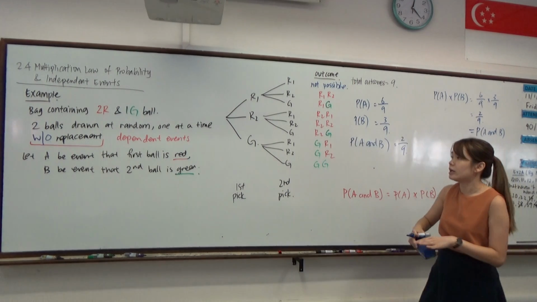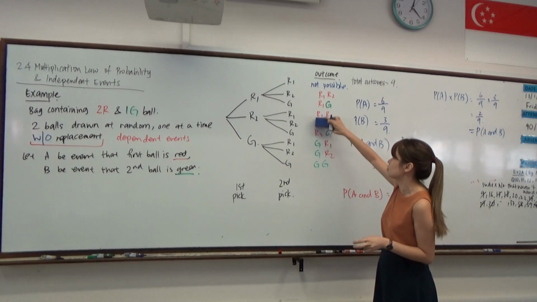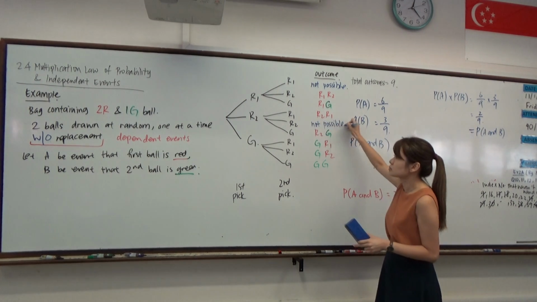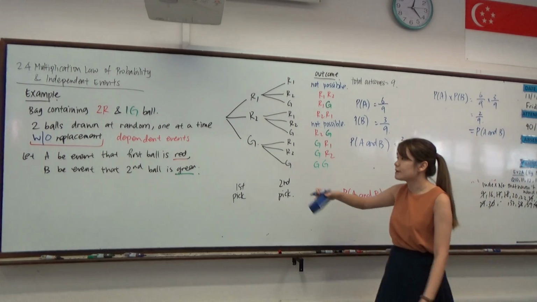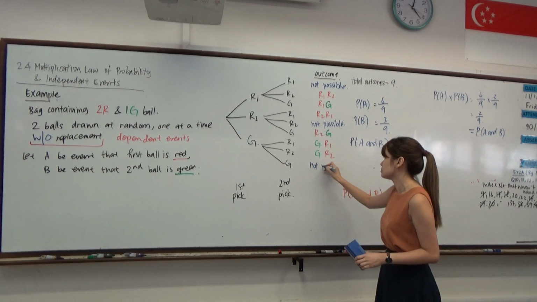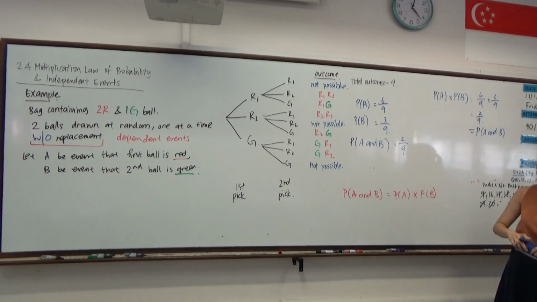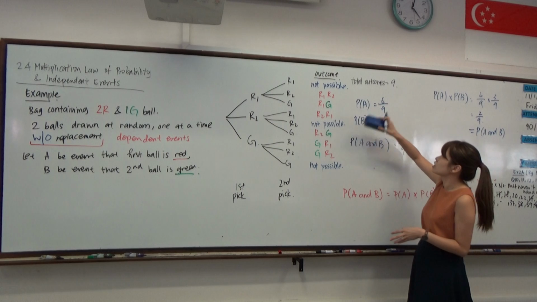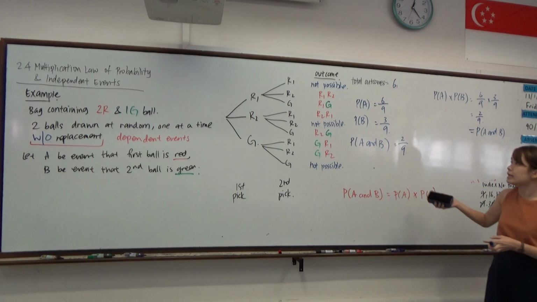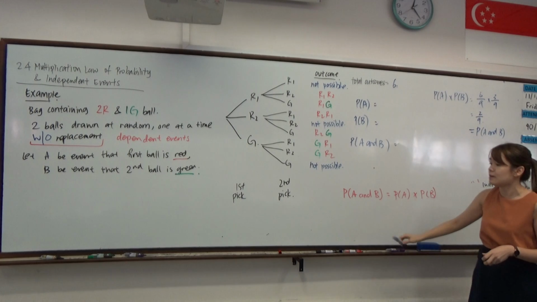Likewise, if my first pick is red 2, my second pick cannot possibly be red 2 anymore. So this will also change to become not possible. Then if my first pick is green, my second pick can't be green anymore, so this will also become not possible. Then my total number of possible outcomes in this case, instead of 9, will change to 6 possible outcomes in total.